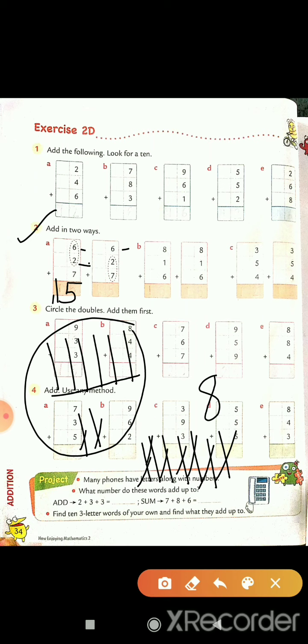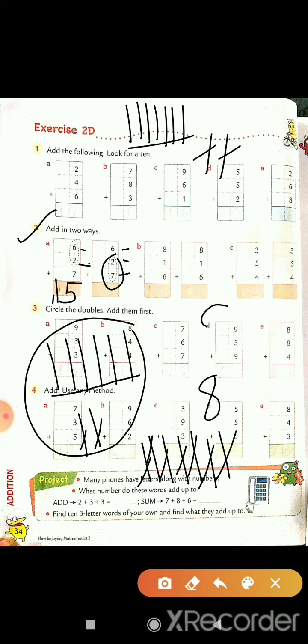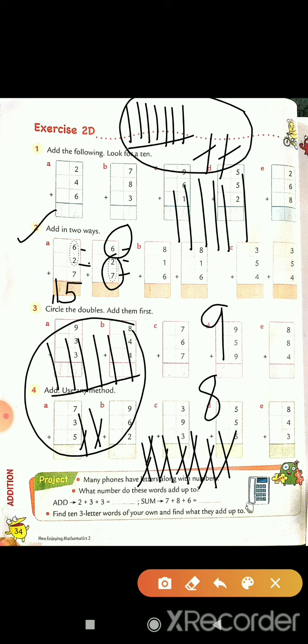Next, 6, 2, 7. Now here we have to add 2 and 7 first. So which is the bigger number? 7. After 7, 8, 9. So here we got answer 9. And then we have to add 6 to 9. So 1, 2, 3, 4, 5, 6. These are already counted. That is 9. What comes after 9? 10, 11, 12, 13, 14, 15. So our answer is 15.